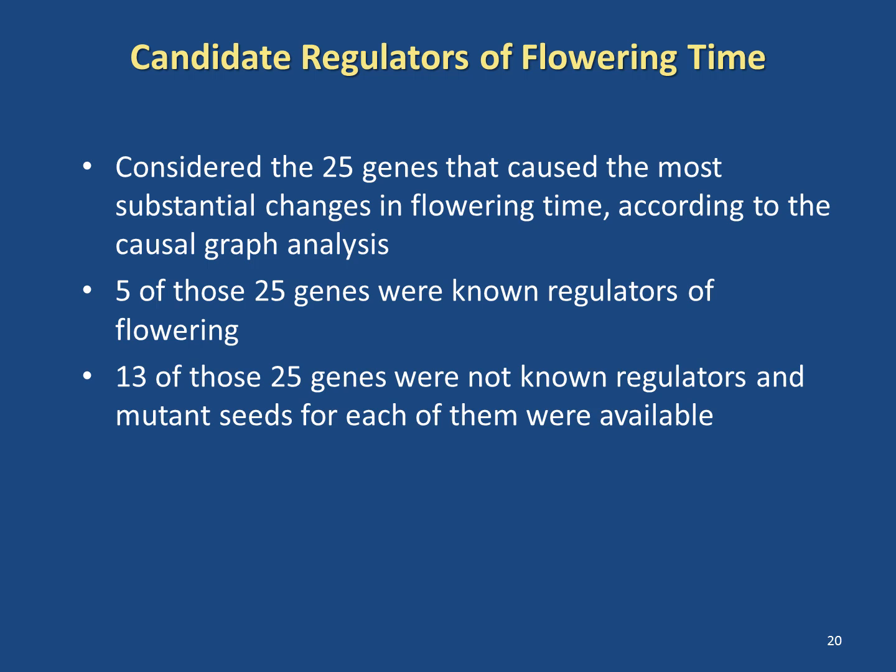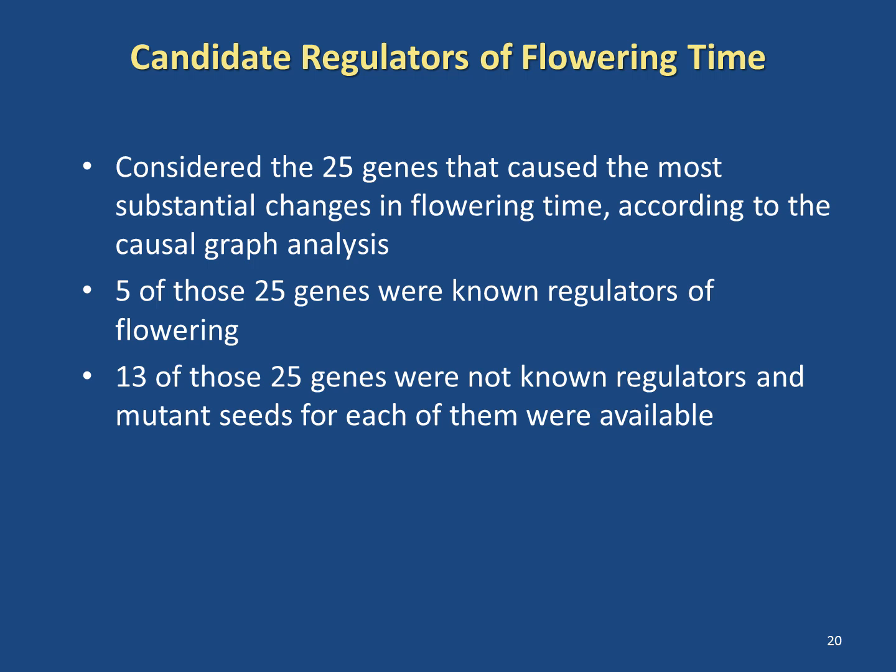So they considered 25 genes in terms of the output of their algorithm that caused the most substantial changes in flowering time according to their graph analysis. 5 of those 25 genes were already known to affect flowering time, so they didn't further investigate those. But of the remaining 20, there were 13 that were not known to be regulators, and mutant seeds for each of them were available from a stock set.